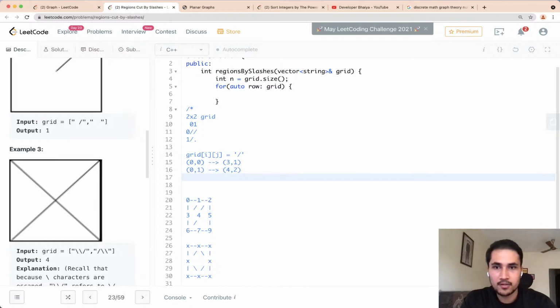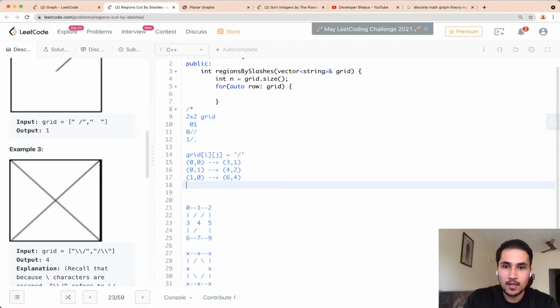I think I can see the pattern over here. So 1, 0 is connecting the nodes 6 and 4, right? And these are for forward slashes only. If this was a forward slash, we would have something like this over here. Backward slash would be different. We will come to that as well. But 1, 1 will connect the nodes 7 and 5, right?